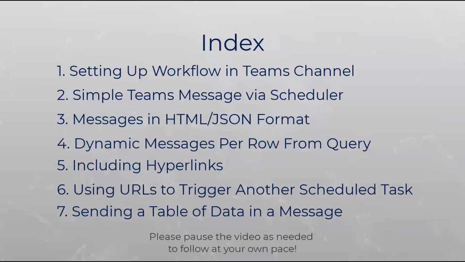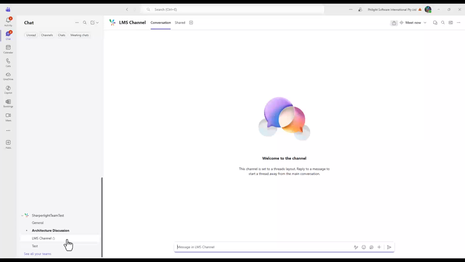In this video, we'll demonstrate how to set up workflows in Microsoft Teams and how to send message alerts to a Teams channel via Scheduler. You'll see how to send the messages in either HTML or JSON format, see query combinations for multiple messages in a single scheduler task execution, and how to include hyperlinks to things like other published reports or even to trigger another scheduled task. To start, we need to set up the workflow for our Teams channel.